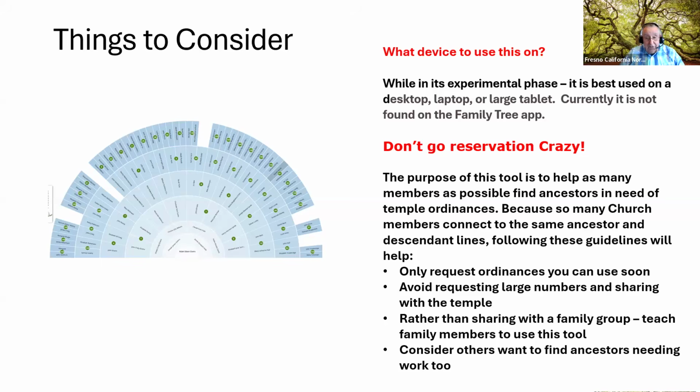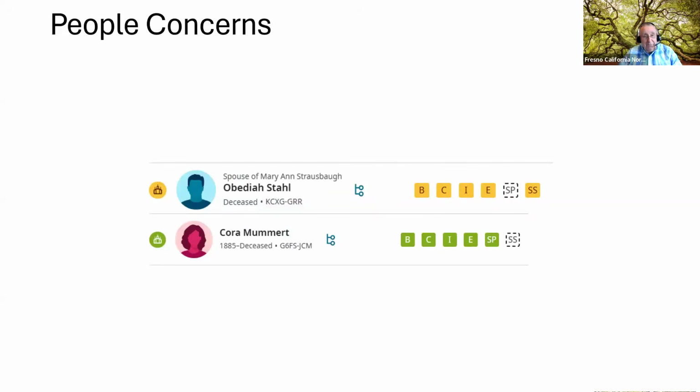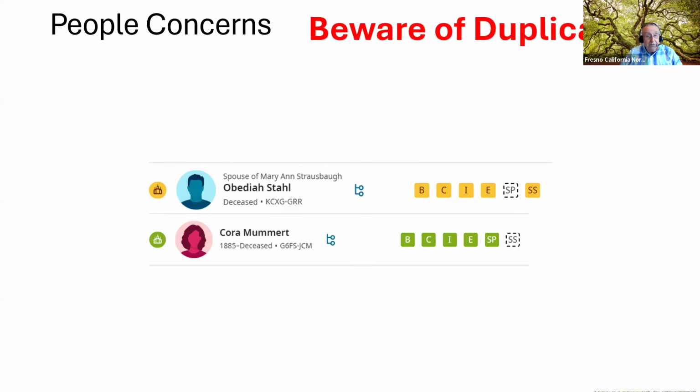Okay, and then also consider others and that they want to find their ancestors needing work, which I've talked about. Okay, so enough said about that. I'll get off my high horse and we'll talk about some concerns about the people that are here, because not everybody on this list is going to be a good candidate right now for ordinance work. You've got to be aware of duplicates, and you do have to understand FamilySearch doesn't find all the duplicates. There's a lot of them out there that you have to uncover.